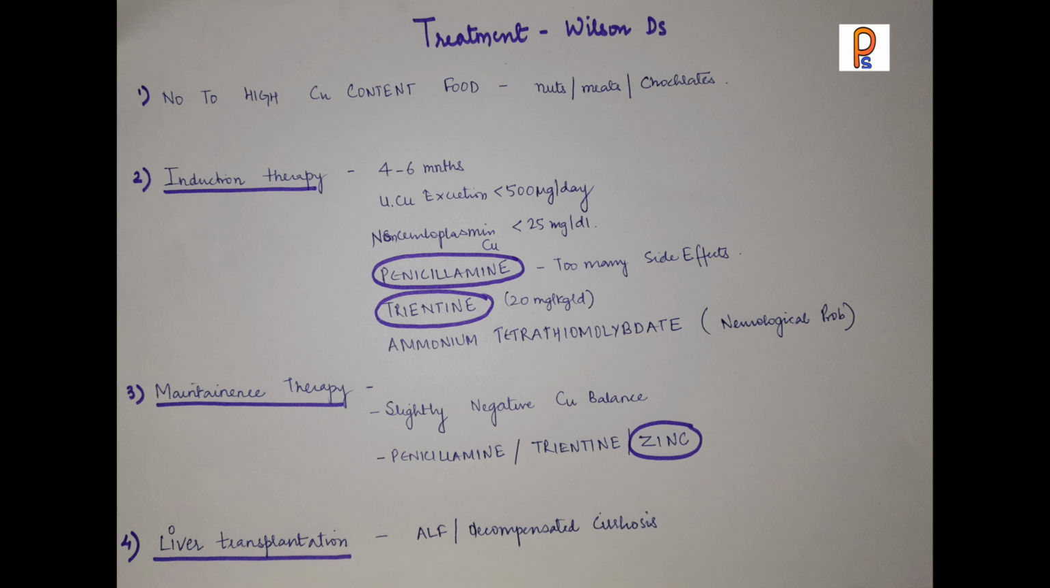Now, maintenance therapy. Once you reduce the copper to the subtoxic levels, the other thing is you maintain the copper at low levels. So a slightly negative copper balance is required in maintenance therapy. For that, we may use penicillamine, trientine, and we may also use zinc.